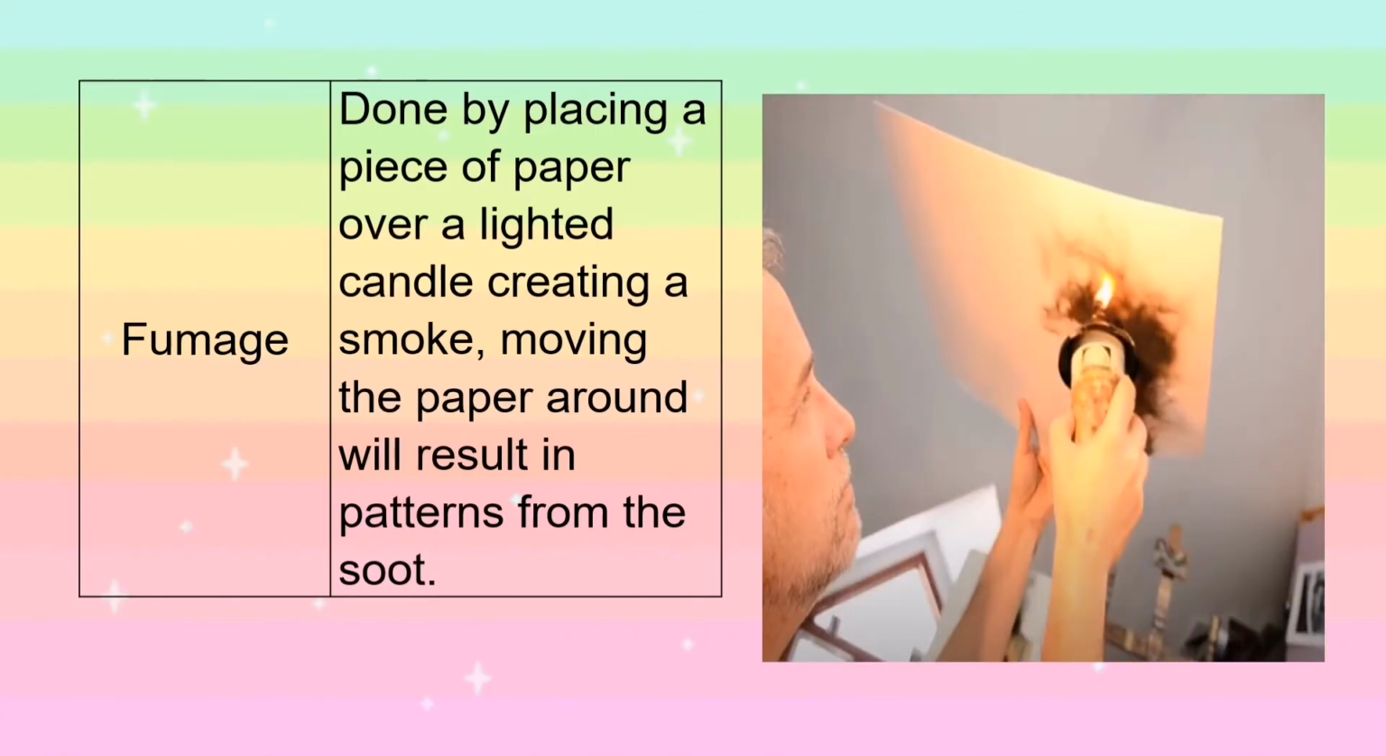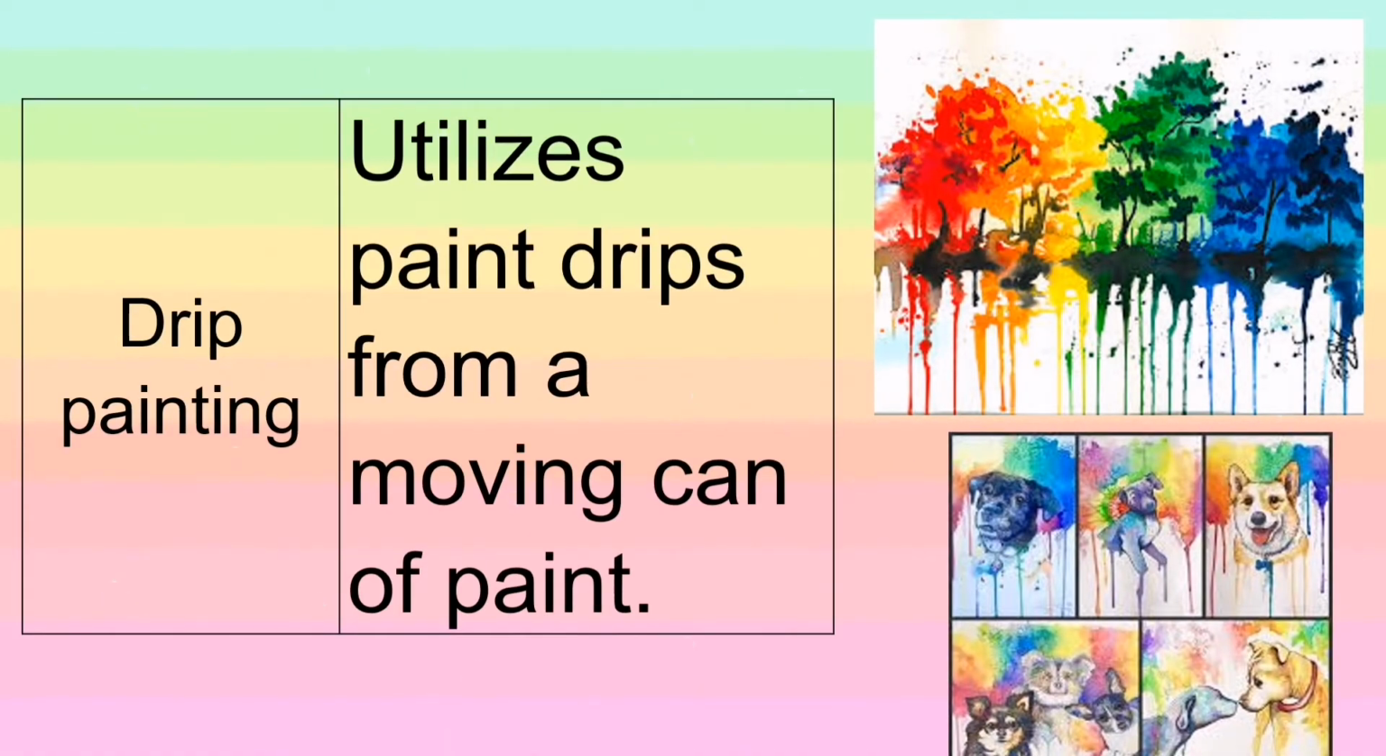And we have our image. It is done by placing a piece of paper over a lighted candle, creating smoke. Moving the paper around will result in patterns from the soot. So it is used by a paper or a candle via smoke. And also we have drip painting. So the technique utilizes paint drips from a moving can of paint.